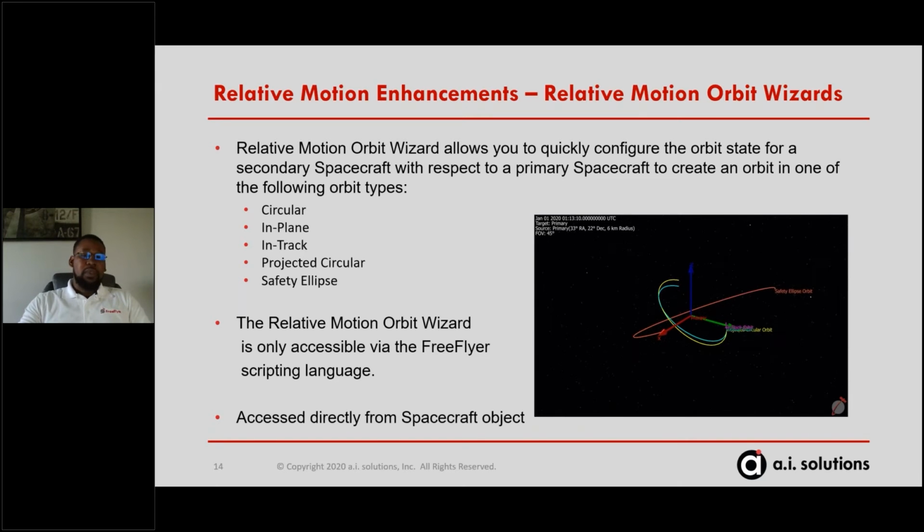Now, a big note is the relative motion orbit wizards are only accessible via the FreeFlyer scripting language, and they're accessed directly from a spacecraft object. We did this to make them similar to our previous orbit wizards, which are all accessible via the spacecraft object, where you call the spacecraft, the desired orbit wizard, and then input the required arguments to set up your orbit.